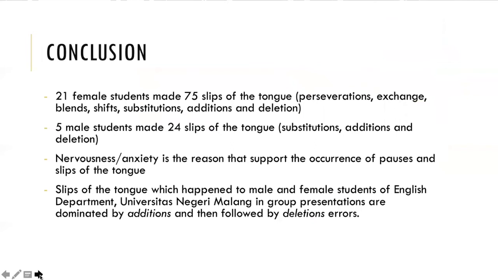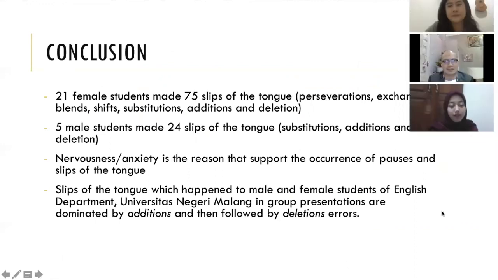Here there are 21 female students made 75 slips of the tongue, including perseveration, exchange, blends, shifts, substitutions, additions, and deletion. And then 5 male students made 24 slips of the tongue. There are 3 types: substitutions, additions, and deletion. And then also nervousness or anxiety is the reason that support the occurrence of slips of the tongue. And then slips of the tongue which happen to male and female students of English Department Universitas Negeri Malang in group presentations are dominated by additions and then followed by deletions errors.